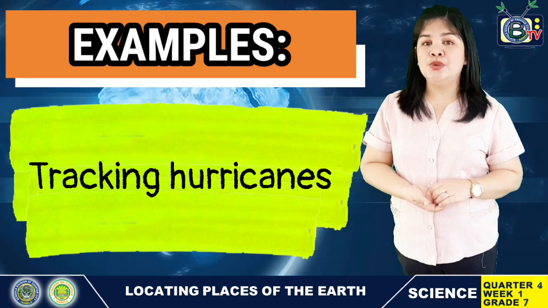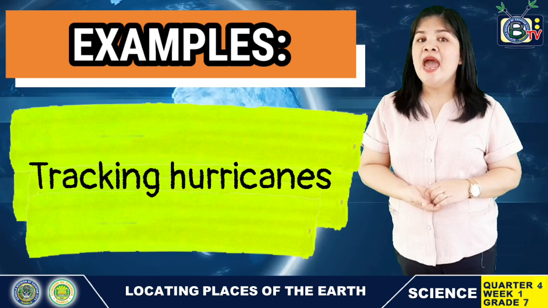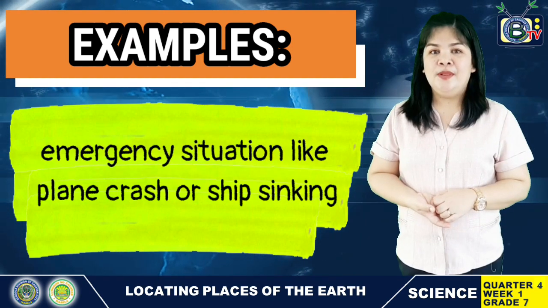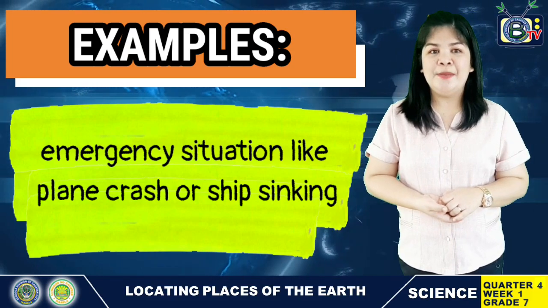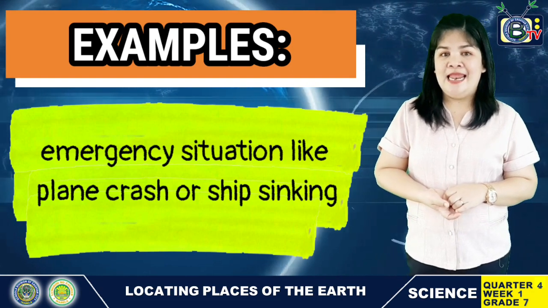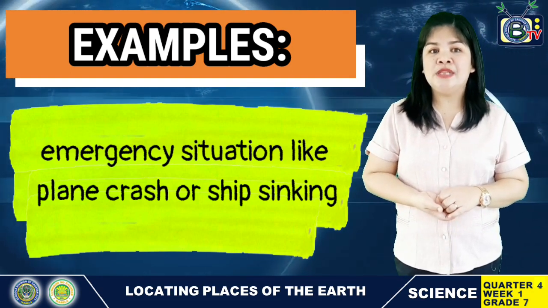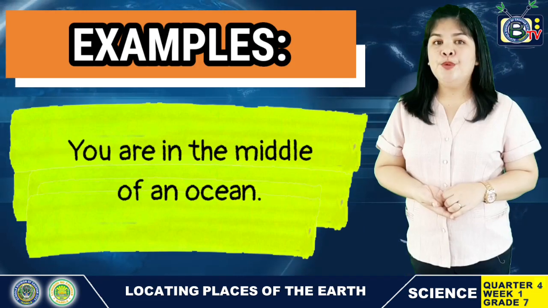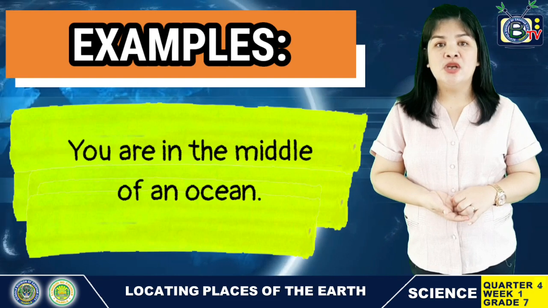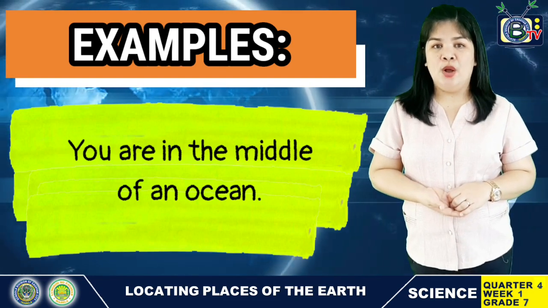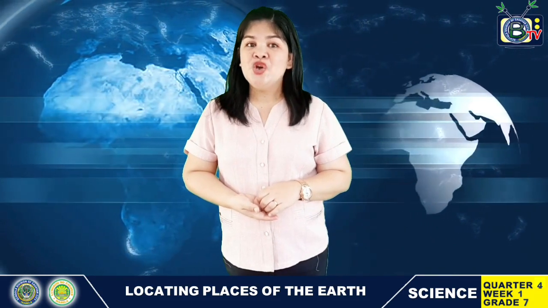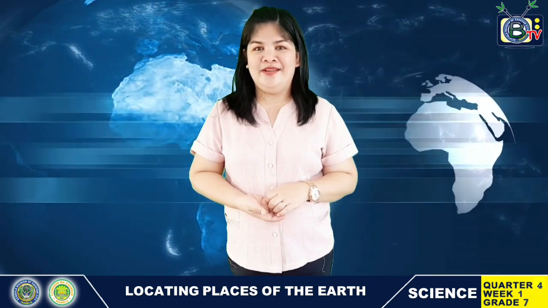The coordinate system is used to track the path of the storm and try to predict its future path. Another example is in emergency situations like a plane crash or ship sinking. Coordinates of longitude and latitude assist rescue teams in locating them. If you are in the middle of an ocean, there are no landmarks to use, so you better know your latitudes and longitudes. Thanks to our geographic coordinates, you can pinpoint any point on Earth.